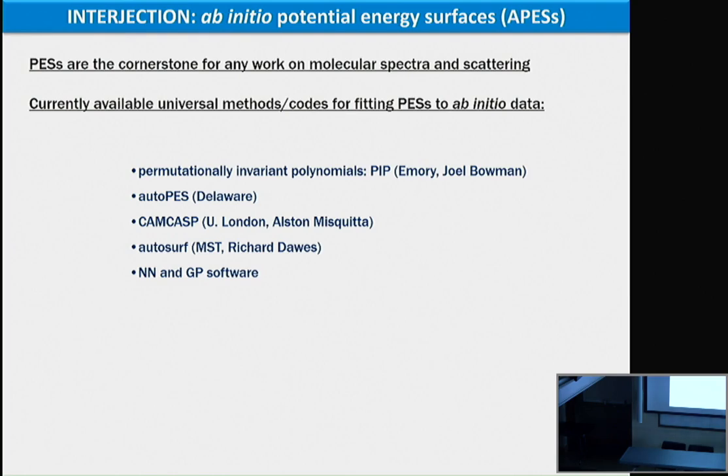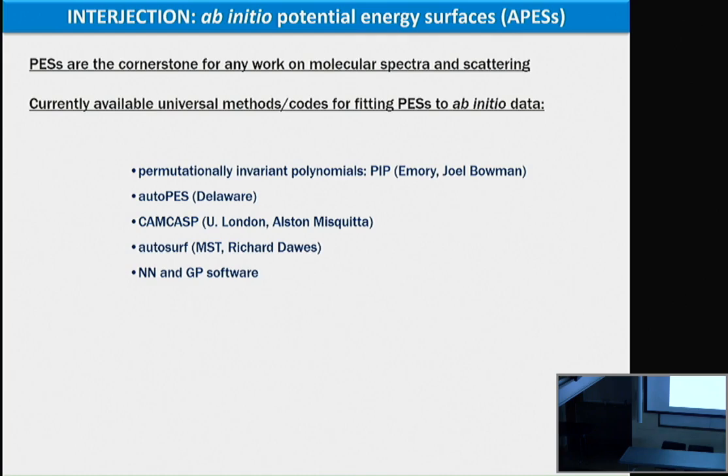One of the methods was presented by Joel. It's permutationally invariant polynomials. Then Joel also talked a little bit about neural networks and Gaussian processes, and then Roman talked a lot about Gaussian processes today. So I will talk about three methods. Actually, I will talk about two methods.